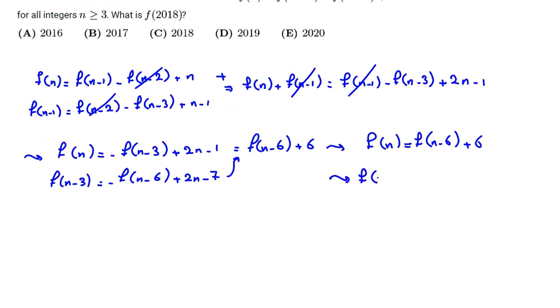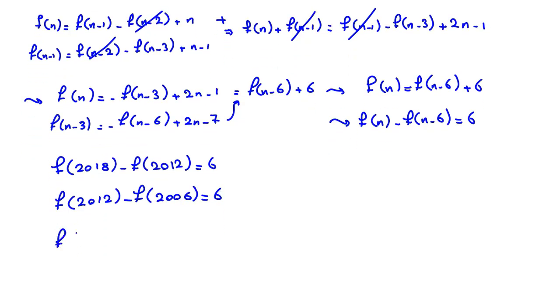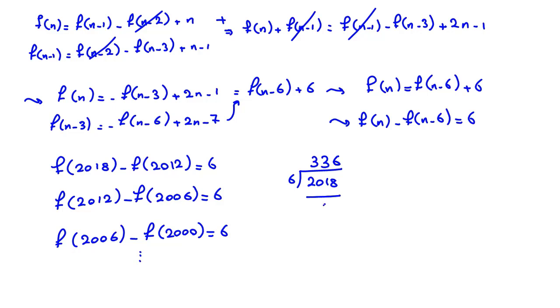From here, we know that f of n, we can write it like this and apply the telescoping rule, equal to 6. So f of 2018 minus f of 2012 equal to 6. Then f of 2012 minus f of 2006 equal to 6 again. Next one, f of 2006 minus f of 2000 equal to 6. Because we subtract by 6, the remainder when divided by 6 is constant. If we divide 2018 by 6, the remainder is 2.